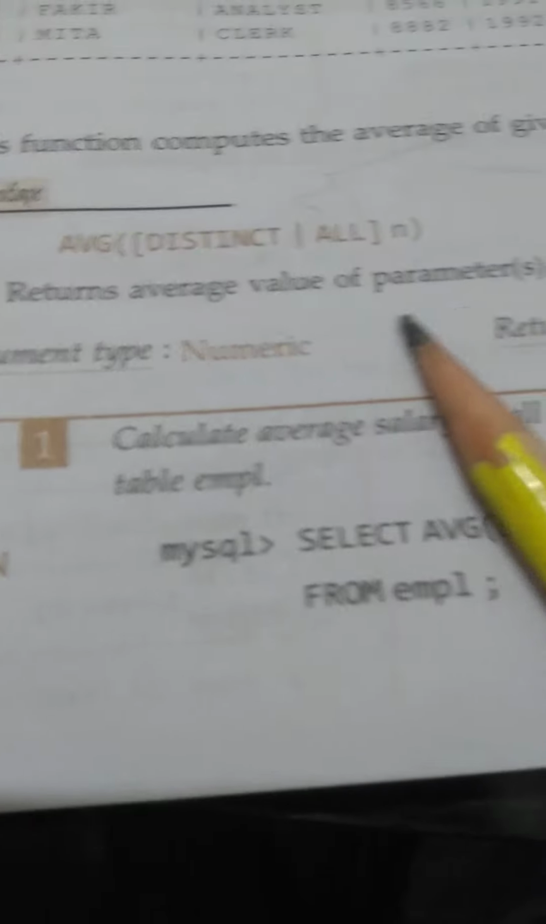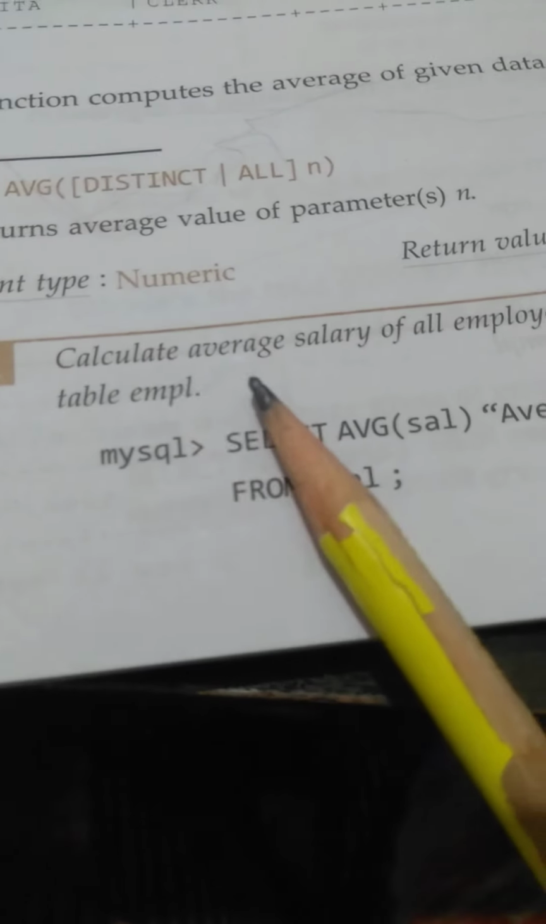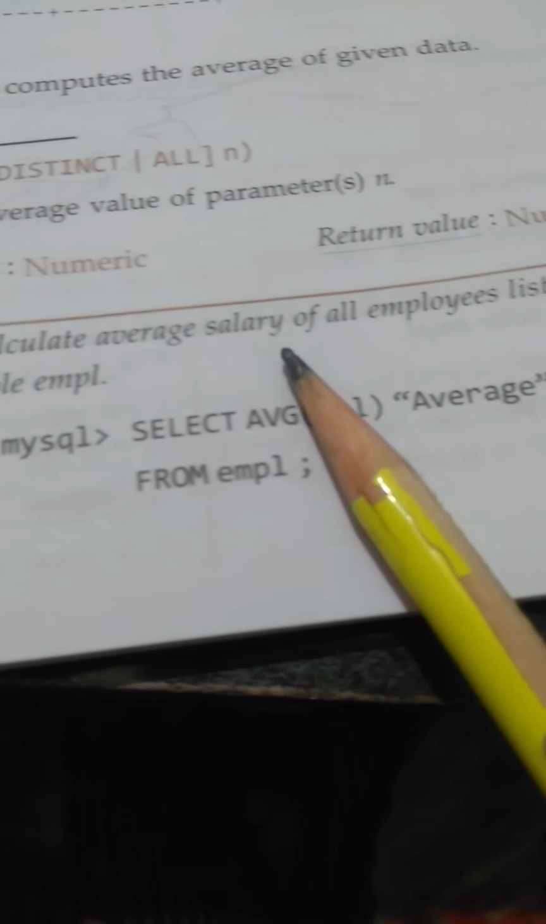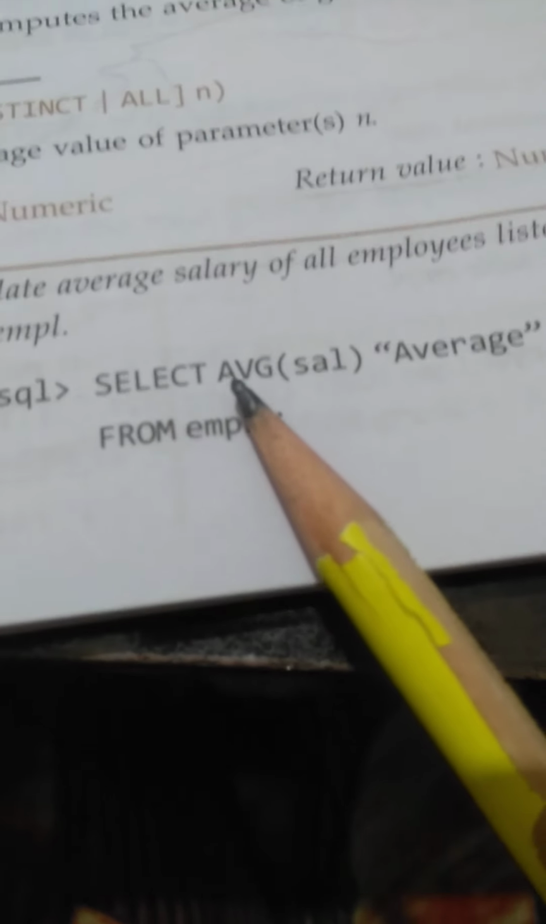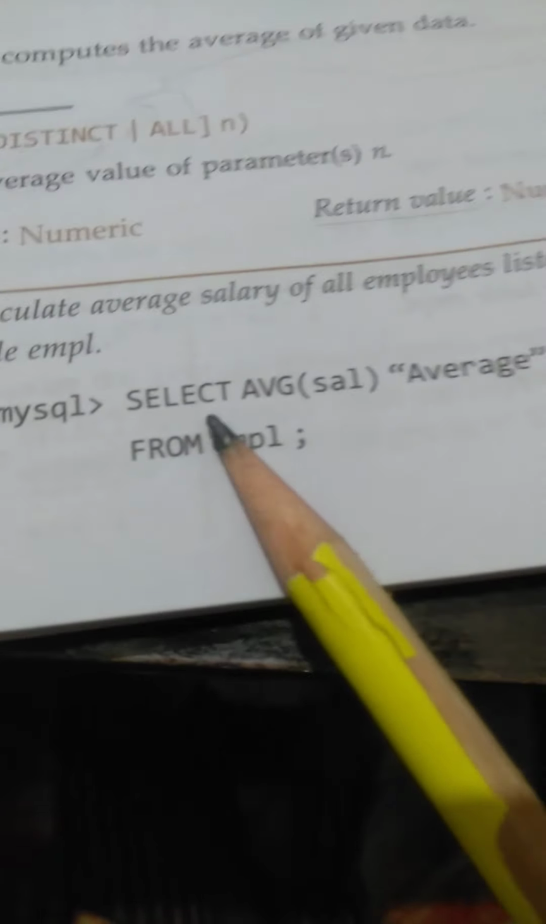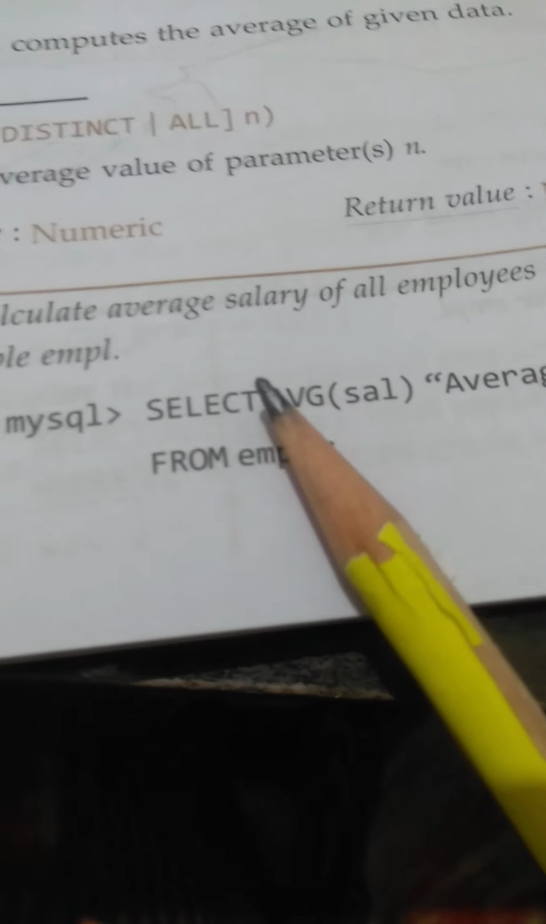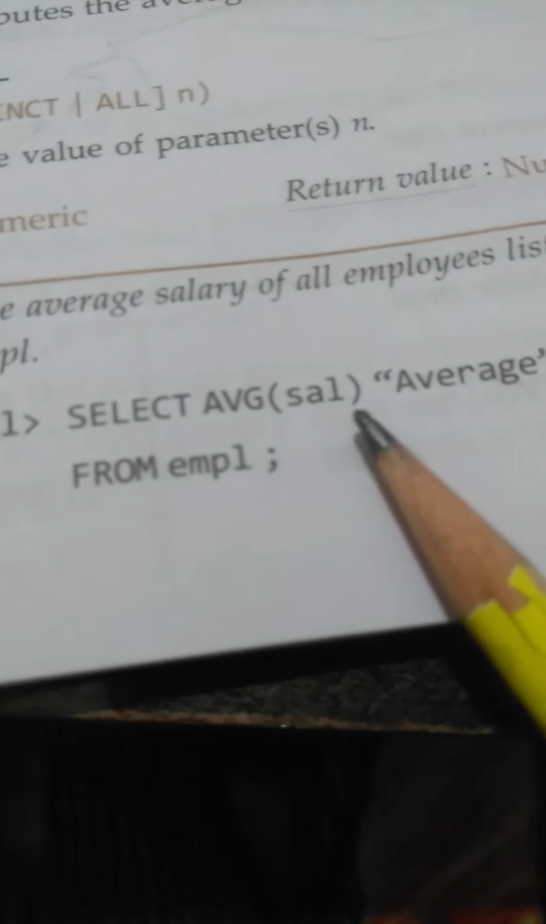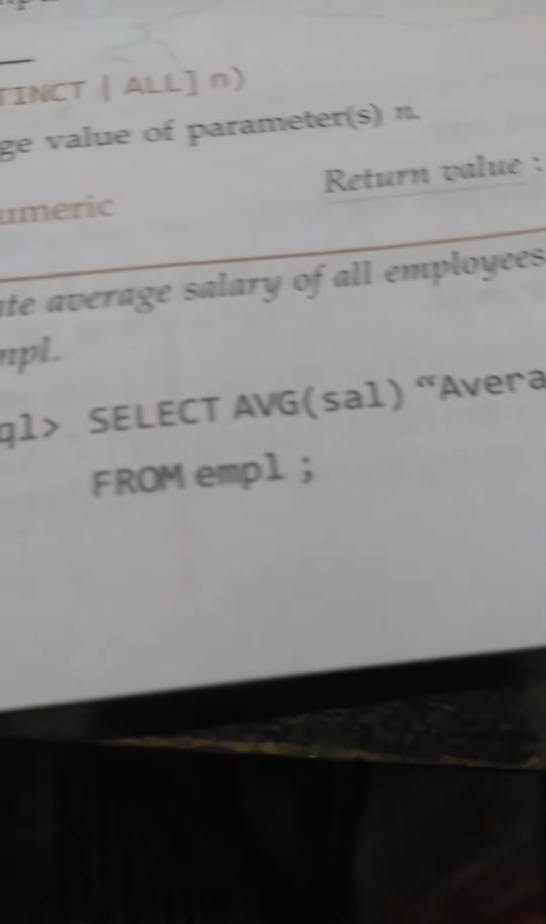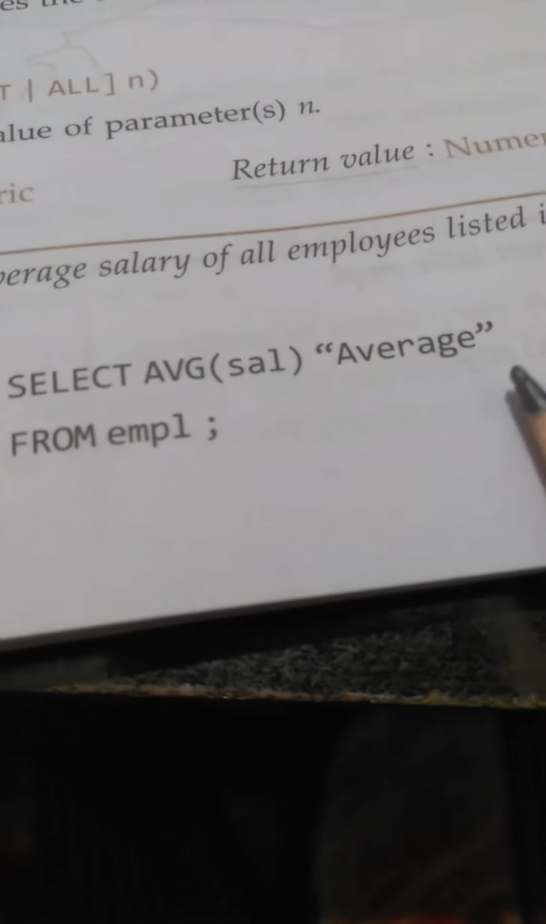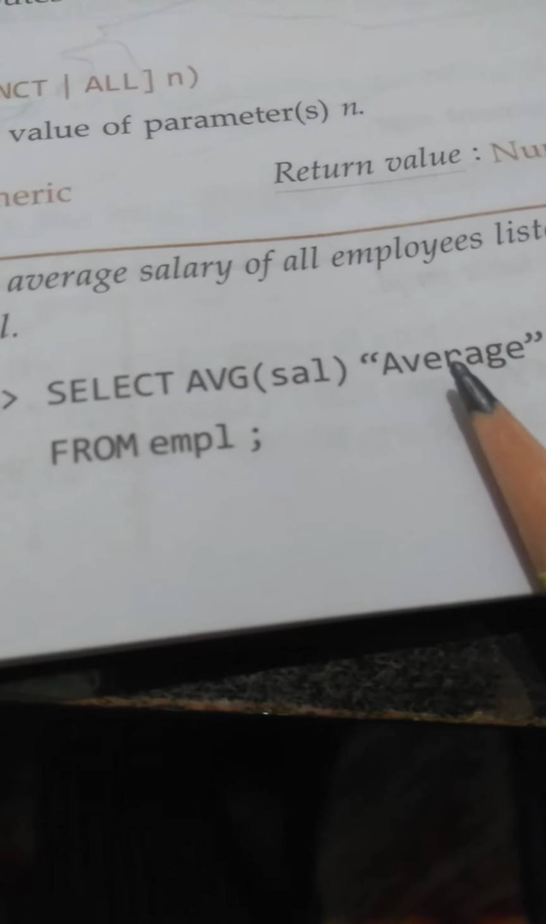It returns the average value. The question is, you have to find the average salary of all employees listed in the table employee, EMPL. Select AVG, not average, it is AVG, and we have to apply it on the salary column. So we have written sal, and this alias you have given for your convenience. If you do not give it, it will not return it.